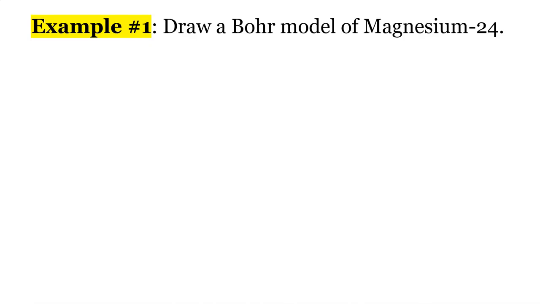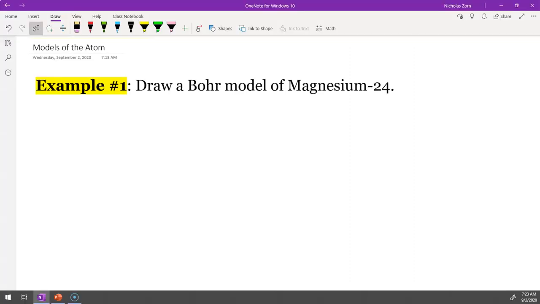All right, so we're going to go through a couple of examples. We're going to focus on the Bohr model. The Bohr model is the model that we're going to use in chemistry to explain a lot of things. So the first example says, draw a Bohr model of magnesium-24. So let's start with our nucleus. In our nucleus, for magnesium, if you look it up on the periodic table, it is number 12. So it has 12 protons, and it has 12 neutrons. How do I know it has 12 neutrons? Well, it's magnesium-24. So if it has 12 protons, it's got to have 12 neutrons.